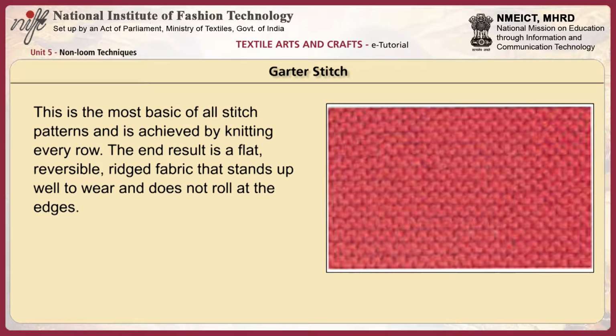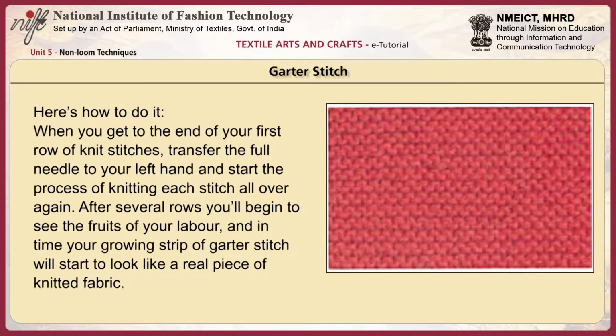This is the most basic of all stitch patterns and is achieved by knitting every row. The end result is a flat, reversible, ridged fabric that stands up well to wear and does not roll at the edges. Here is how to do it.